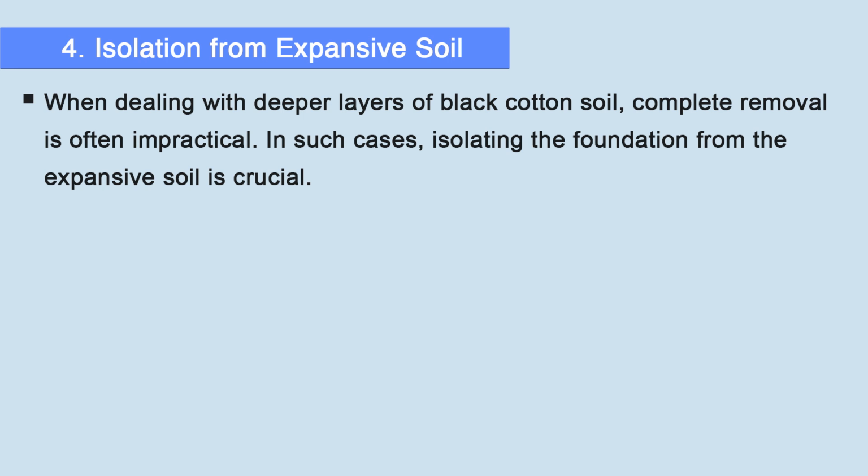Then the next is isolation from the expansive soil. When dealing with deeper layers of black cotton soil, complete removal is often impractical. In such cases, isolating the foundation from the expansive soil is crucial. This can be achieved by excavating a wider and deeper trench around the footing and filling it with a layer of non-expansive material such as sand or murum. This layer acts as a cushion, absorbing the movements of the expansive soil and preventing them from affecting the foundation.